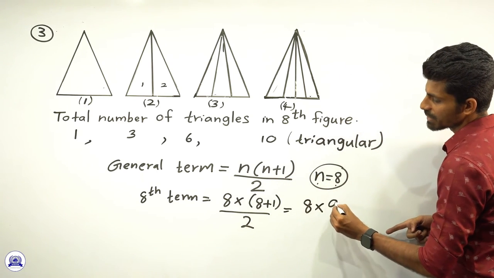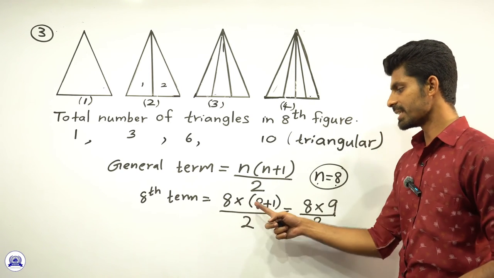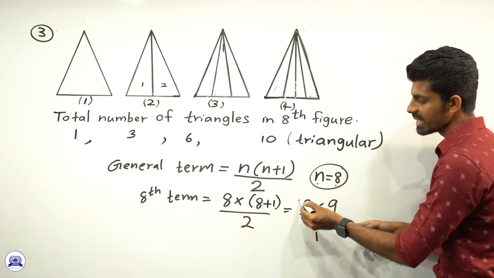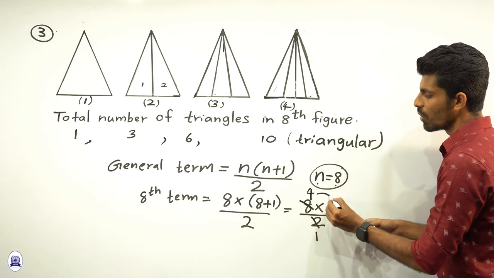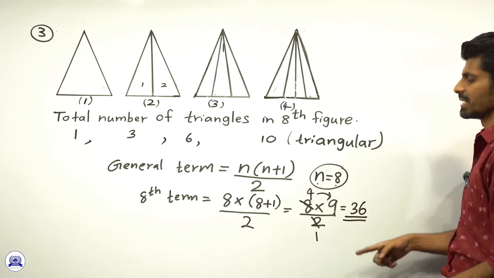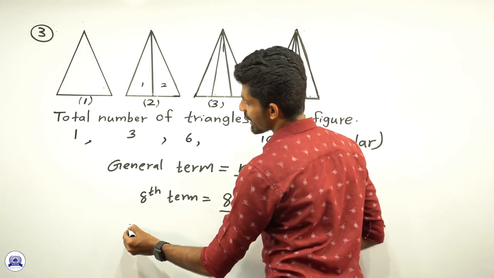8 into 8 plus 1 equals 9, divided by 2. 2 divided by 2, 1. 8 divided by 2, 4. 4 into 9, what is the value? 36. 4 into 9, 36. That means 36 triangles are there.